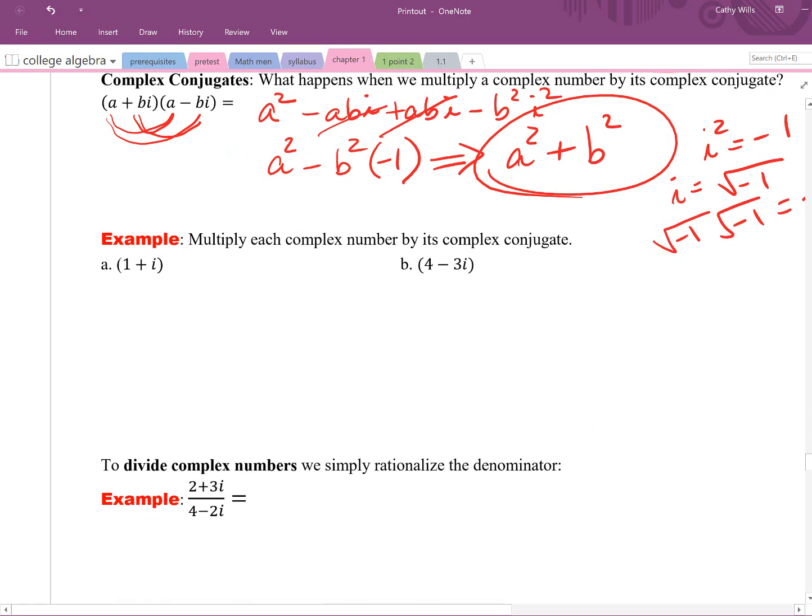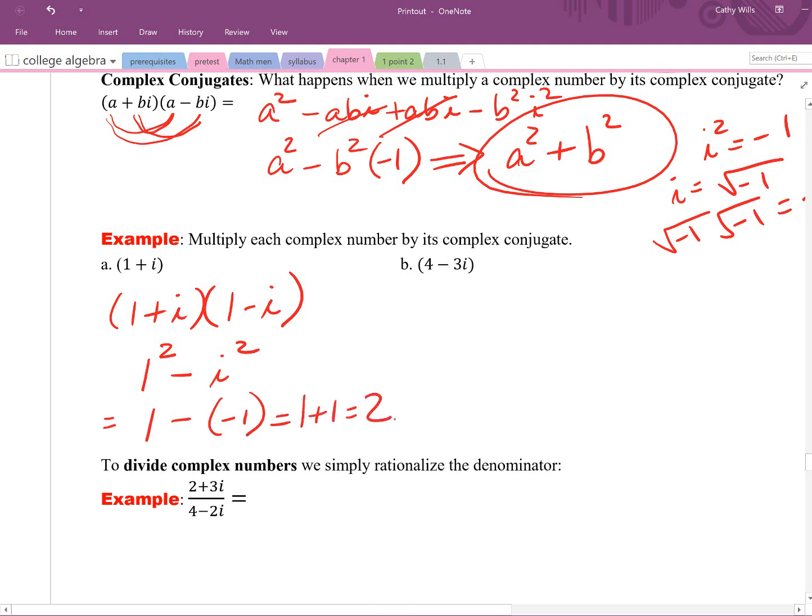All right, if we multiply each complex number by its conjugate, let's see what we get. 1 plus i, if you multiply by its conjugate, it's just 1 minus i. When you multiply complex conjugates, you get a difference of squares. So this is going to be 1 squared minus i squared, which turns out to be 1 minus negative 1. So it's 1 plus 1, which is 2.